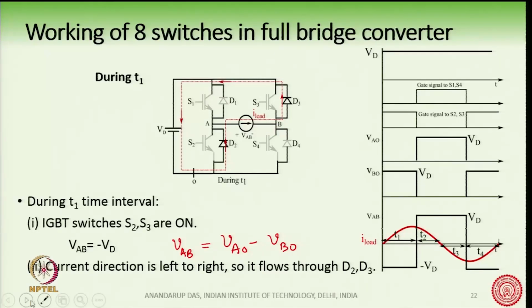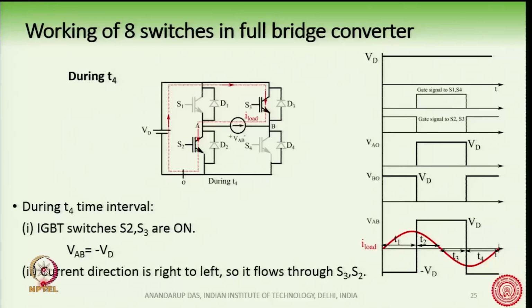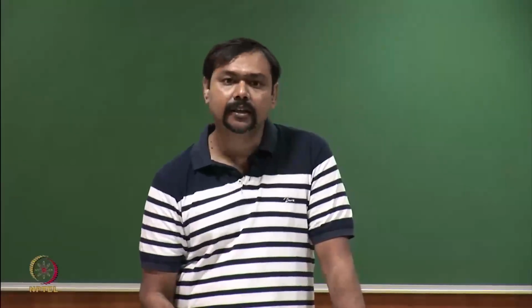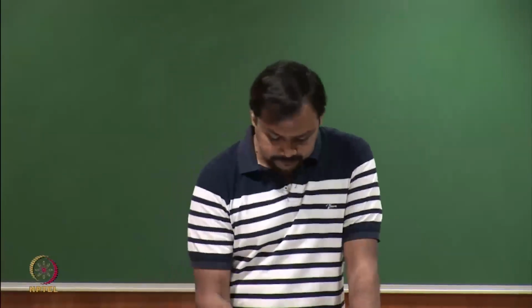In a similar way, you can also do the analysis for other durations. For example, if you take the T4 duration, you can make a similar analysis and find out that the switches S3 and S2 are conducting, just like how we have done with a half bridge. So, in this fashion, it is possible for us to know all the 8 switches, the 4 transistors and 4 diodes, how they are conducting in this full bridge converter.